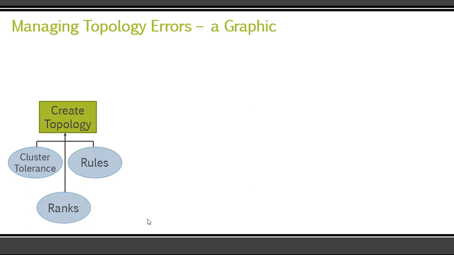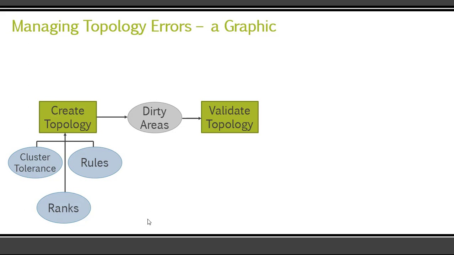So let's look at this as a graphic. What's the process of the topology creation and management of our topology rules throughout time as we do this? So the first thing we do is create the topology. And what goes into that are our data sets with our rules, our ranks, and our cluster tolerance. So those are the properties that go into our topology. So as soon as we put data into that topology and have our rules, we automatically create dirty areas. Remember, that first one is just a giant, big, dirty area. So in order to evaluate our data against the rules, we need to validate our topology.